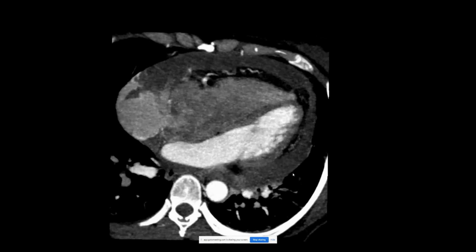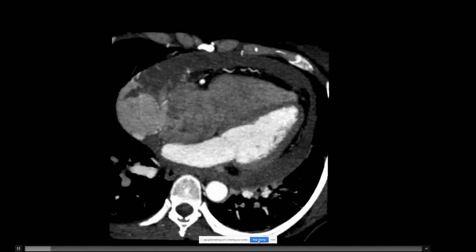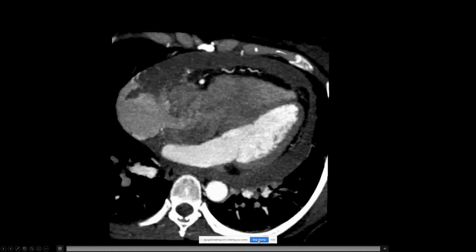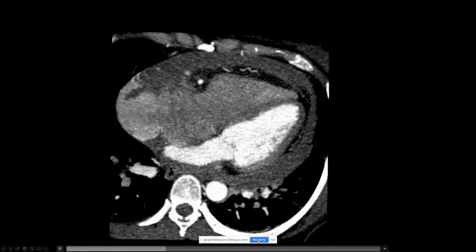Any comments or thoughts? Those are really unbelievably cool images. That's insane. Yeah.